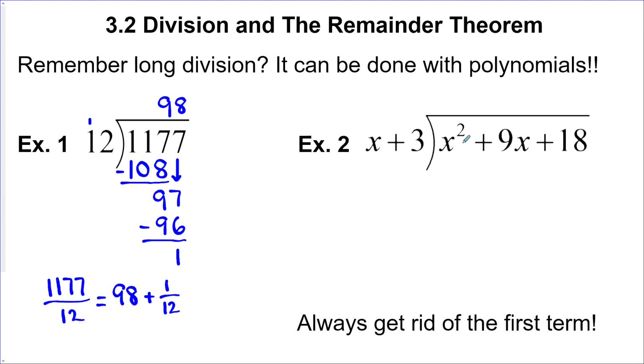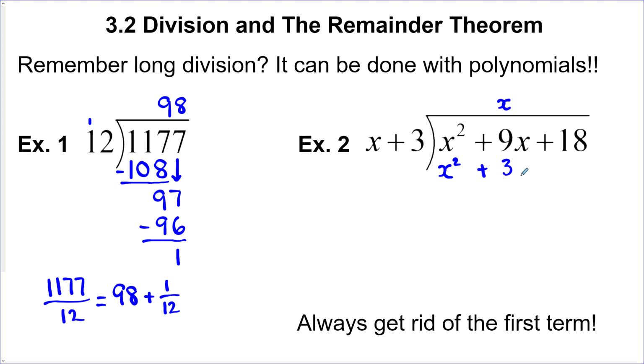Now we always want to get rid of the first term. So we're asking ourselves, what times x gives me x squared? And that would be x. So we're going to put an x here. And we're going to multiply x by both terms in this binomial. So x times x is x squared. And x times 3 is 3x.